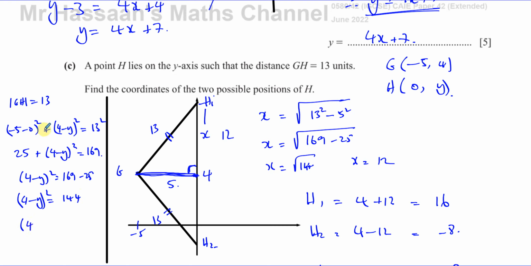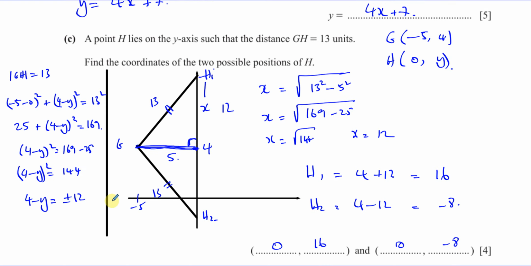So I got 4 minus y. When I take the square root now, I have to be careful that it's a squared. So I know that there's two possible answers. It's either plus or minus 12. The square root of 144 is 12. So it's either plus or minus 12. So if I want to just do it properly, I can say that basically 4 plus 12 equals y, or 4 minus 12 equals y. Those are the two possible answers. Okay, which gives us y equals 16 and y equals minus 8. Okay, 16 or minus 8.